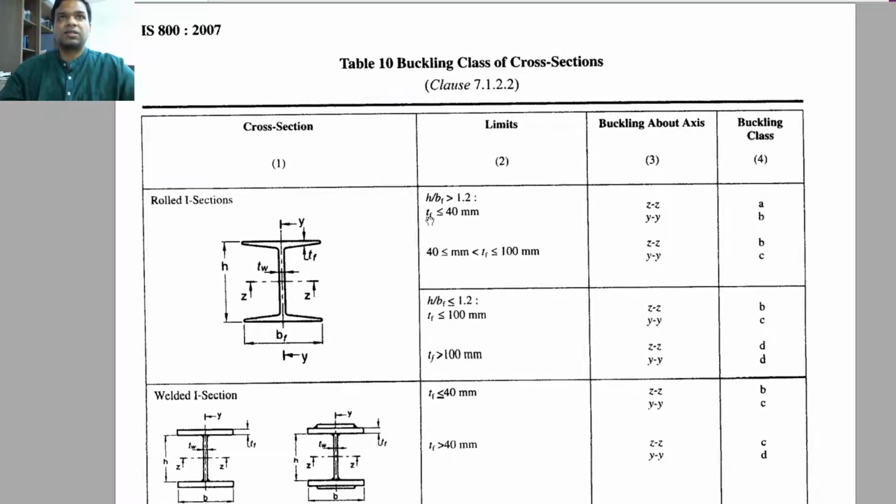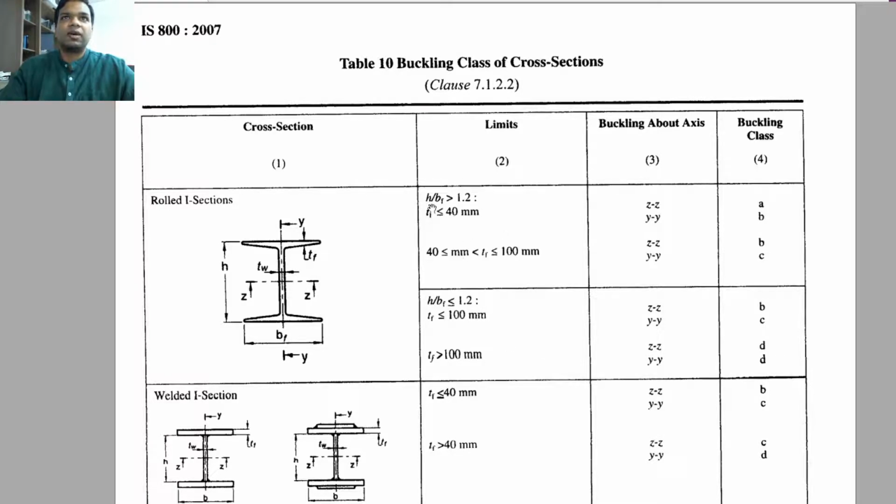So for a hot rolled I section, the buckling classes are given in the extreme right column, but they depend on which axis of bending we are considering. It also depends on the h by b ratio, which is the depth to width ratio. If the h by b ratio is large, the buckling classes are better. If the h by b ratio is small, the buckling classes are inferior. You can try to think about a reason for that, and relate it with the idea we discussed, that if the length of the outstanding flange is larger, local buckling will be more susceptible. So in that case, the buckling class will be lower.